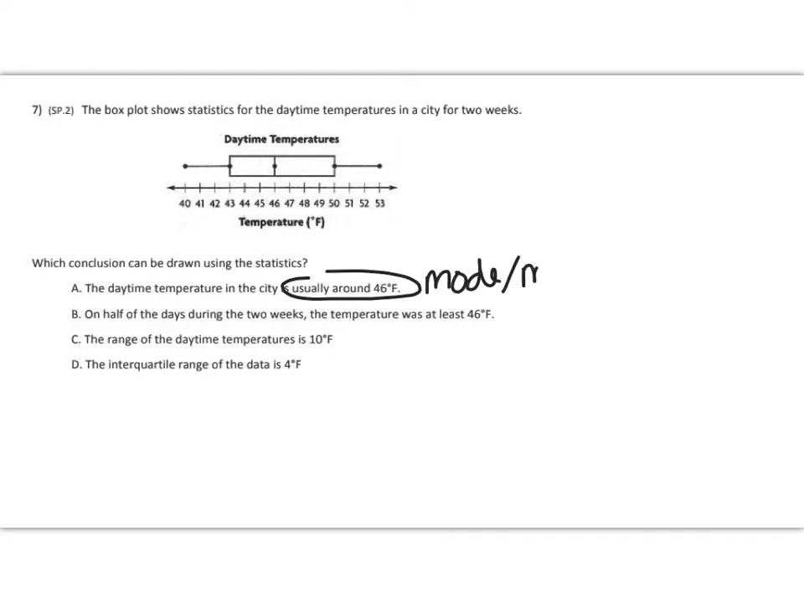And can you figure that out looking at a box plot? The answer to that is no, you cannot. On half of the days during the 2 weeks, the temperature was at least 46 degrees. When it says half of the days, that means we need to split our data in half, which means we need to find the median.